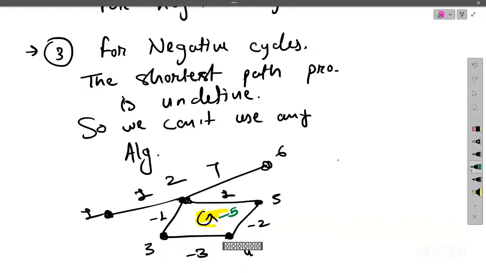So in this case, we cannot use any algorithm. That is why I have written undefined. Undefined means not defined.